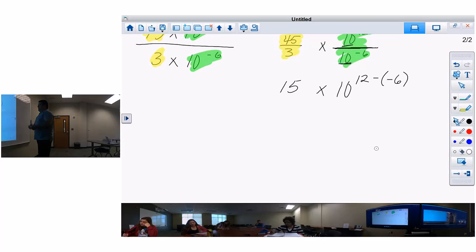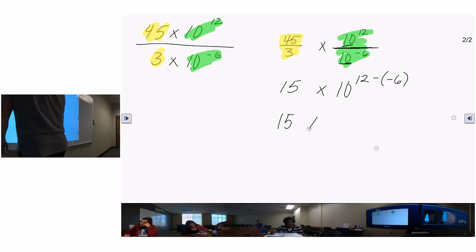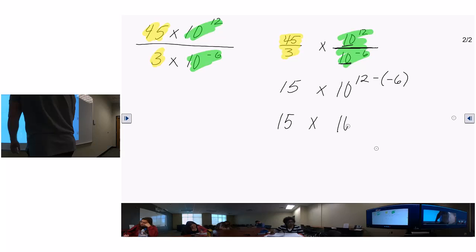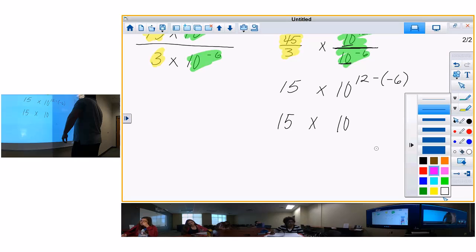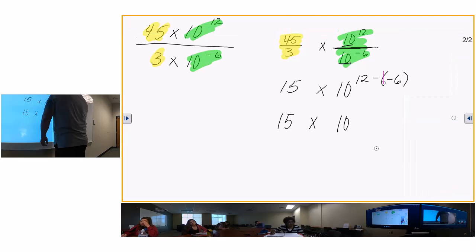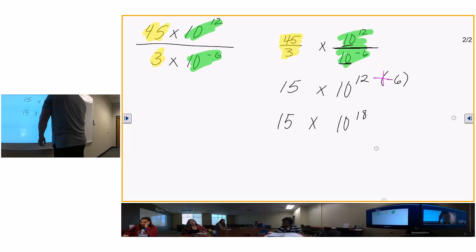So, 15 times 10, and we'll take our handy dandy magenta, and we will put a plus right there. And what is 12 plus 6? 18. Now, finish the final answer because you're not done.